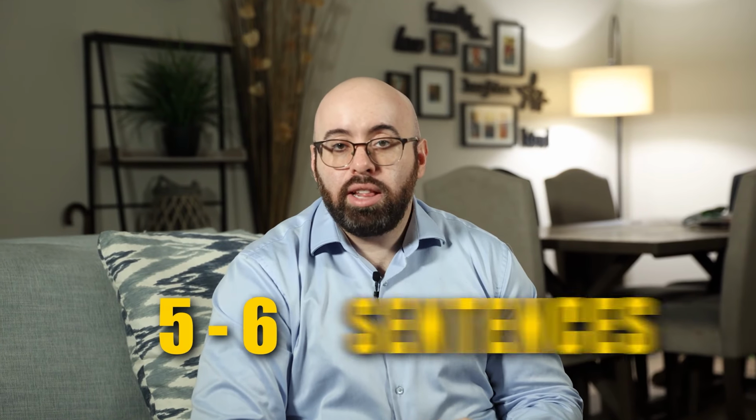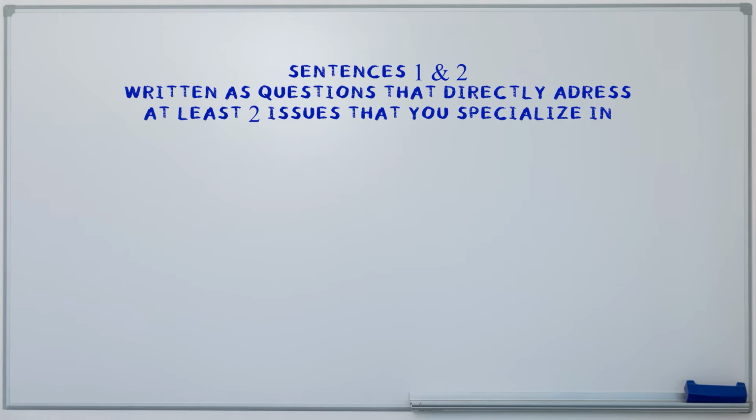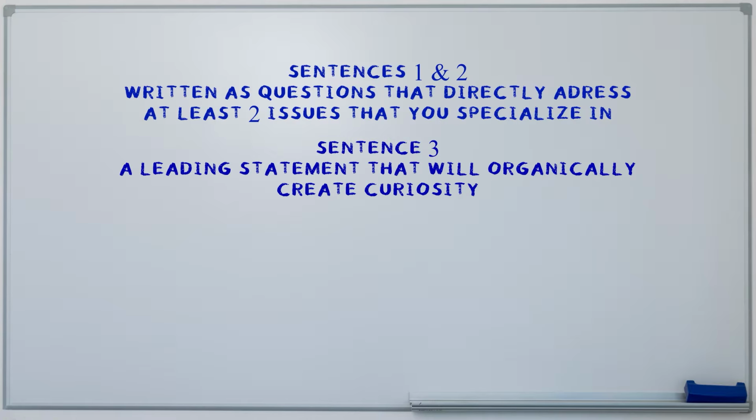For your first paragraph, you need to focus on creating 5 to 6 sentences by which each sentence needs to have a particular purpose. The first 2 sentences could be written as questions that directly address at least 2 issues that you specialize in that clients can select from within the issues filtering option. The third sentence needs to be a leading statement that will be cut off within the profile preview, which will organically create curiosity in the client to want to click on your profile.